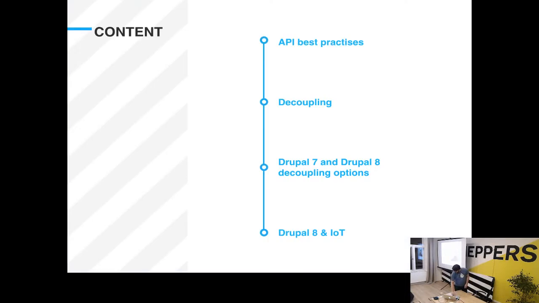What are we going to talk about in this presentation? First, we will talk about API best practices, what you should do if you want to have your API used. Then we will talk about decoupling in general, and then we will look at Drupal specifics of decoupling, and of course, specifically Drupal 7 and then Drupal 8. And in the end, we will get to Drupal 8 and an Internet of Things project by myself.